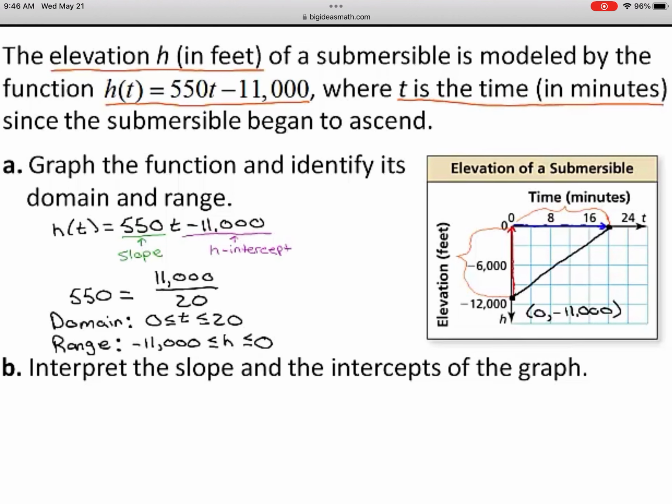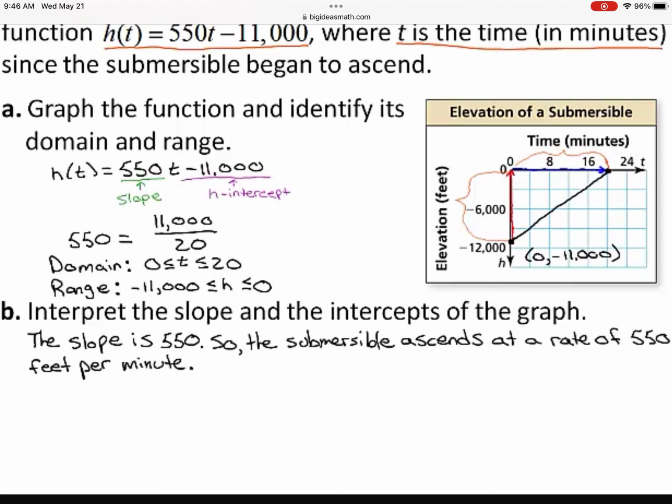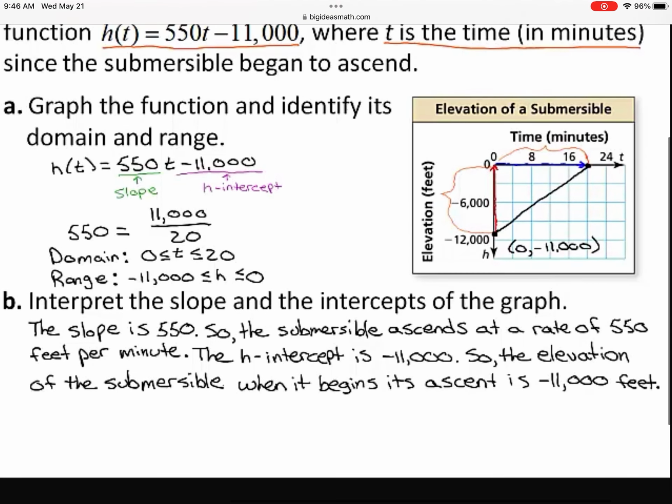Part B. Interpret the slope and the intercepts of the graph. T is the independent variable and h is the dependent variable, so the slope is the change in elevation over the change in time. Here the slope is 550, so the submersible ascends at a rate of 550 feet per minute. The h-intercept is the elevation after 0 minutes. Here the h-intercept is -11,000. So the elevation of the submersible when it begins its ascent is -11,000 feet.